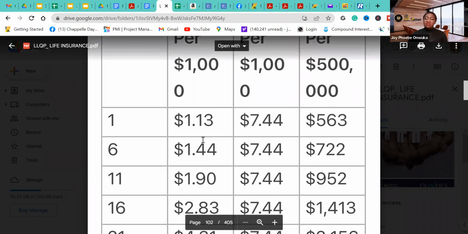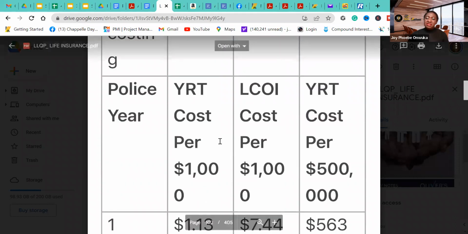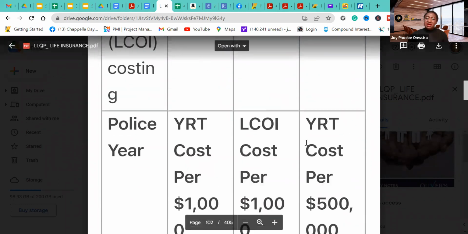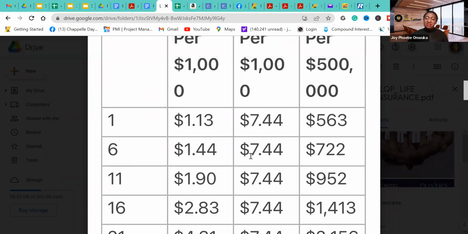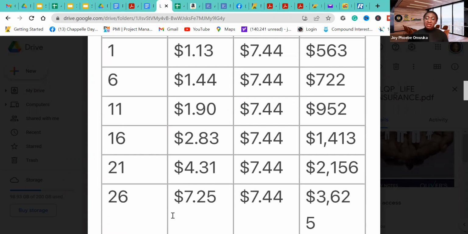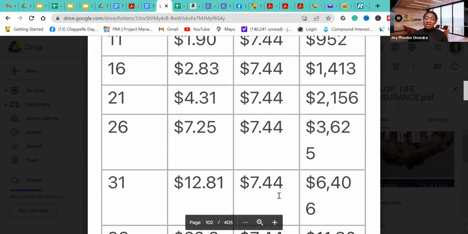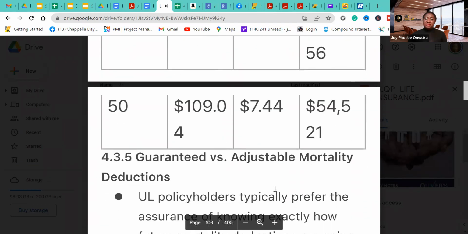You can see that for YRT, the first year is so cheap, making the person pay less, right? Now, see year 6, this is level cost of insurance. By year 26, they are at par, both YRT and level cost of insurance are the same. By year 21, now YRT is higher than level cost of insurance. Interesting.